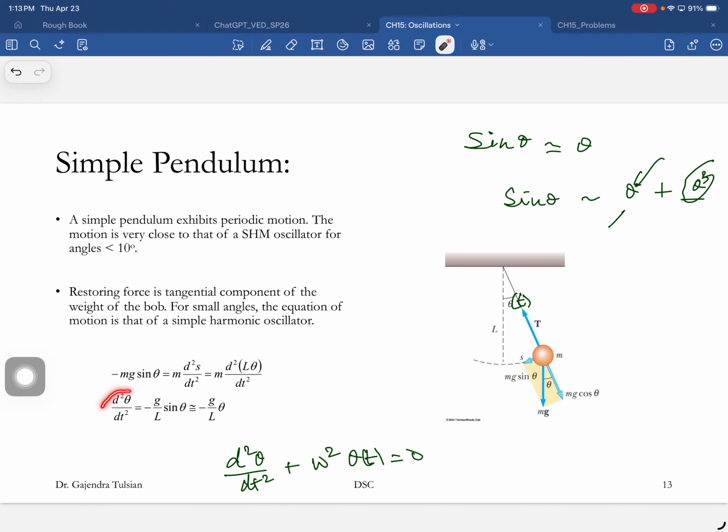And so here's d squared theta by dt squared. g is positive, L is positive. We'll call this omega squared. So you get the same equation. All right, so really, we are cheating you. All we're doing is giving you one equation to study.